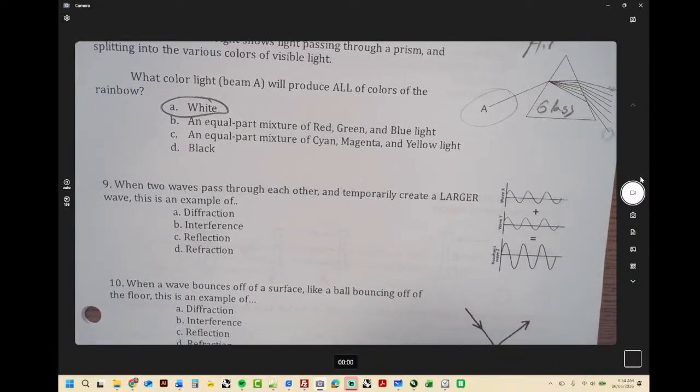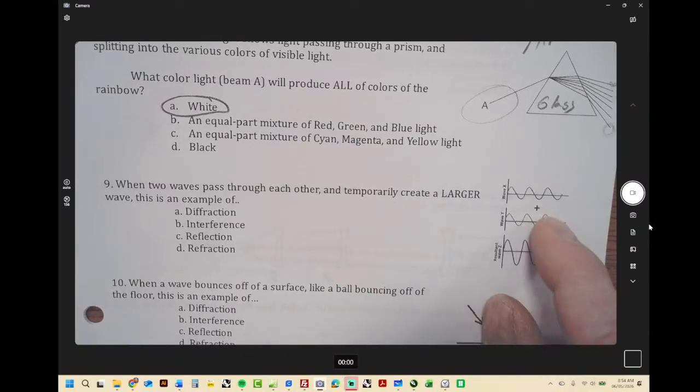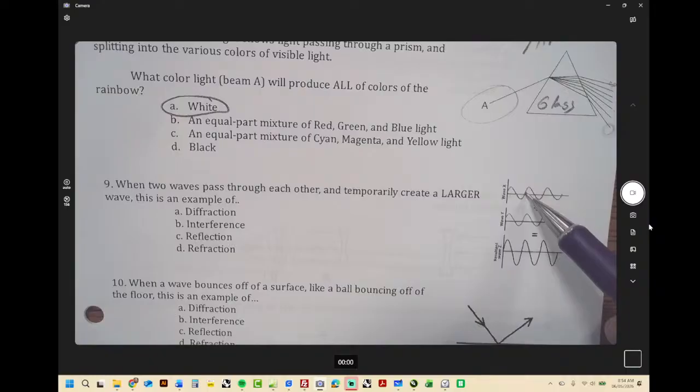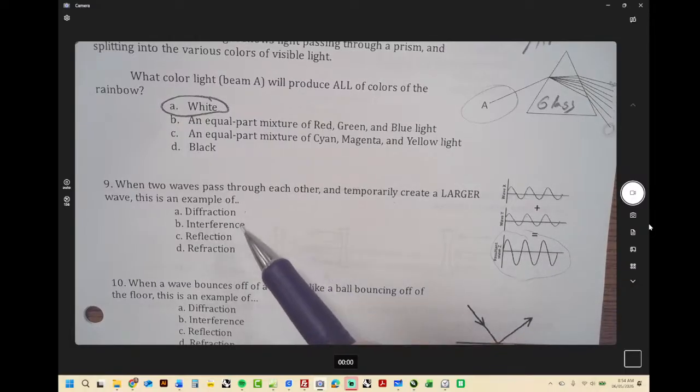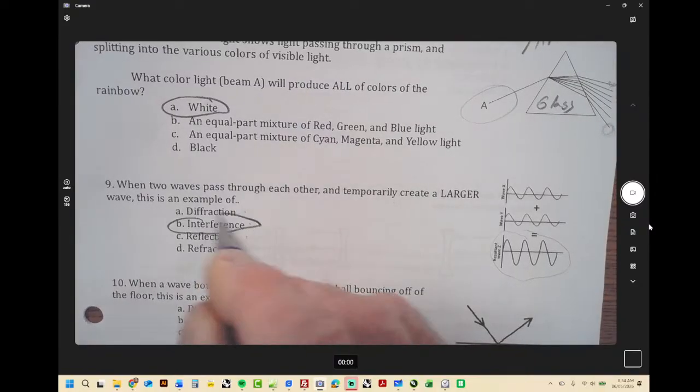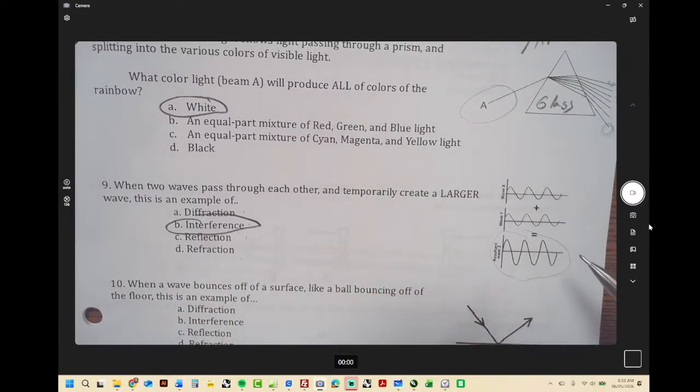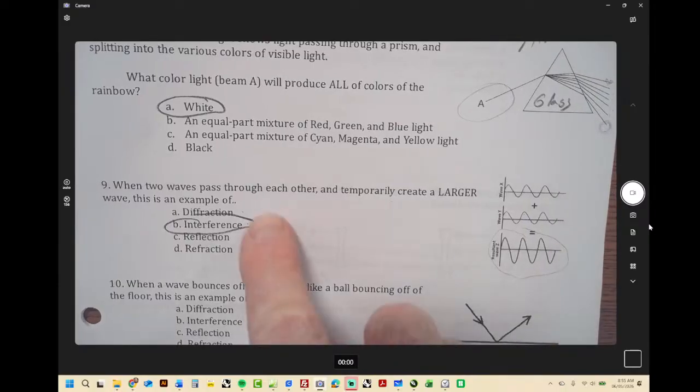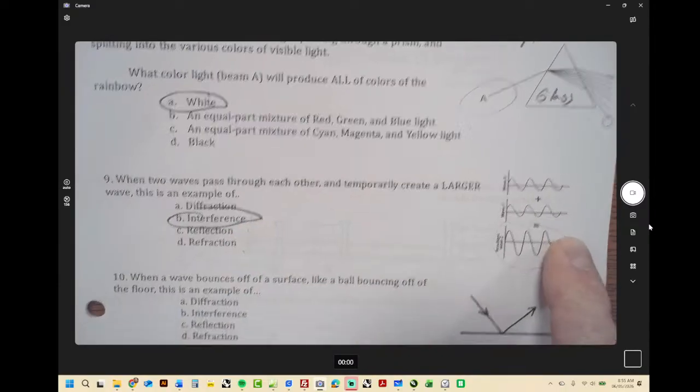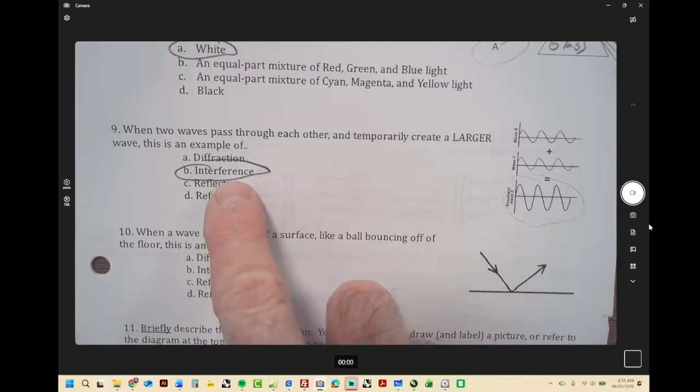So when two waves pass through each other, this is something we talked about before, but we didn't use this generic word. Two waves pass through one another, this one and this one, and you get a larger one. Is that diffraction, interference, reflection, or refraction? Interference. And specifically, is it constructive or destructive interference? Constructive. We talked about constructive interference, but we really didn't talk about it alone.